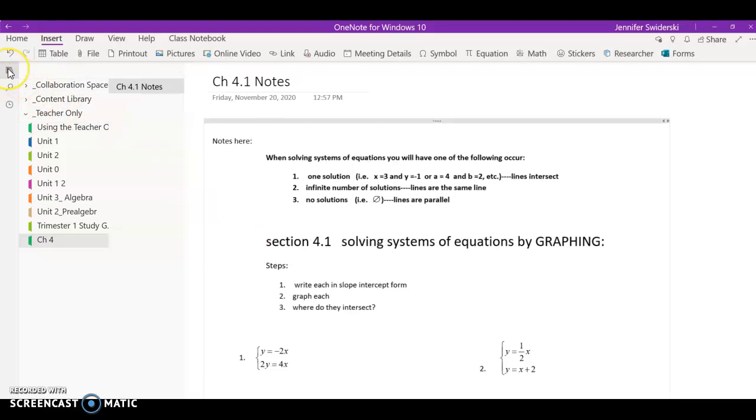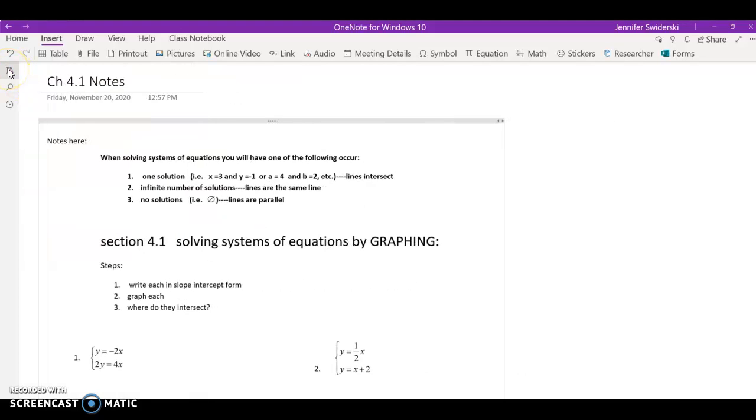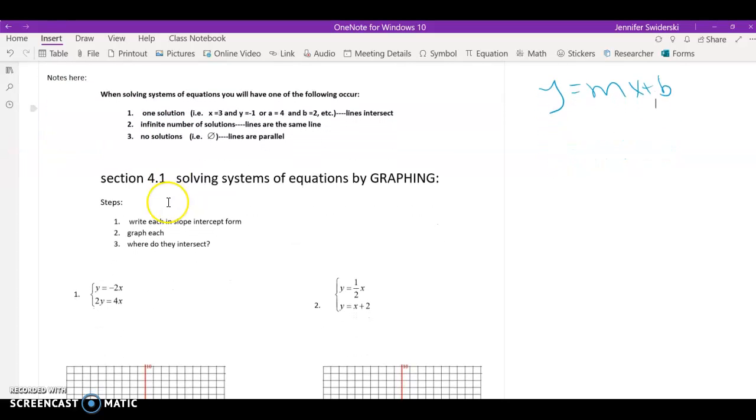All right, guys, chapter 4 gets pretty fun. So, chapter 4 is all about solving systems of equations by graphing. Before this, we've talked about slope intercept form, right? Where we know y is equal to mx plus b. Well, today, what we're going to be talking about is if I have two equations and I set them equal to each other, I'm going to graph them and try and figure out where they intersect.